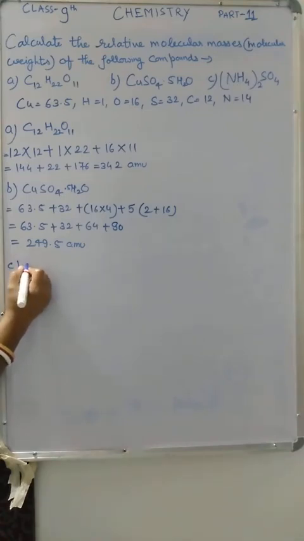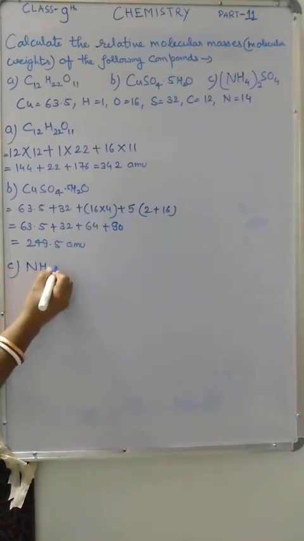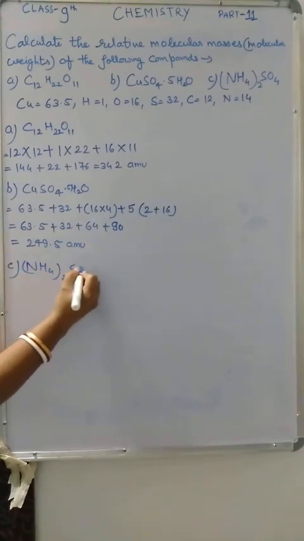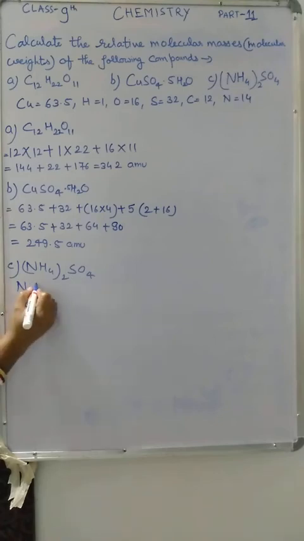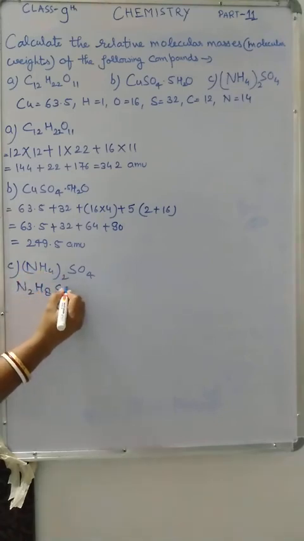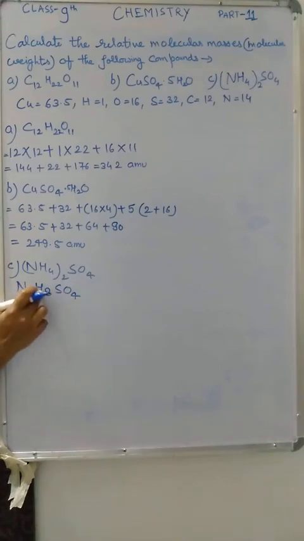Now the third one is ammonium sulfate, (NH4)2SO4. You can write this formula like this also. How many nitrogen atoms are there? 2. Separately you can write hydrogen 4 into 2, 8. Then SO4. It will be easy for you if you remove the bracket and write down the particular atoms separately.